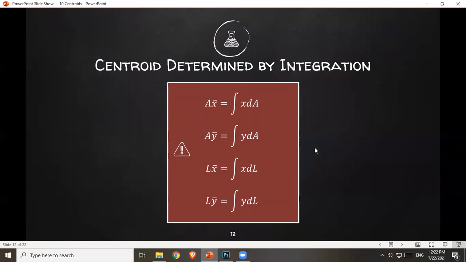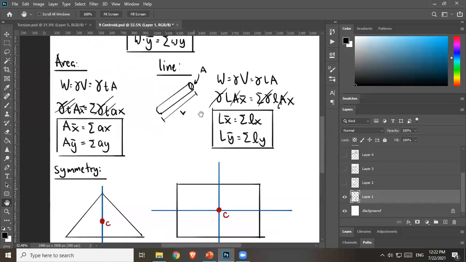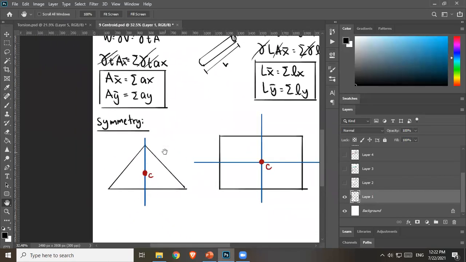Okay, so those are your equations. Another concept we have for centroid is symmetry. So if a plane figure has a line of symmetry, its centroid is located on that line. And then if a plane figure has two lines of symmetry, the centroid is located at the point of intersection of the lines. For example, we have a triangle, right?